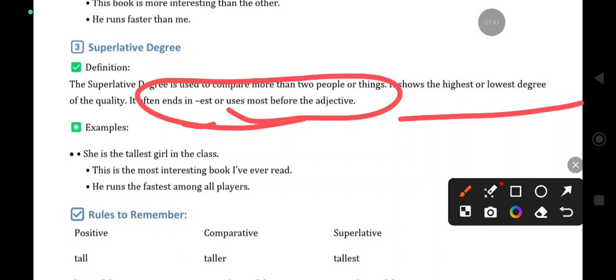Okay, so the same example we can take here to write. She is the tallest girl in the class. This is the most interesting book I have ever read. He runs fastest amongst all players. So here we have compared with more than two people.